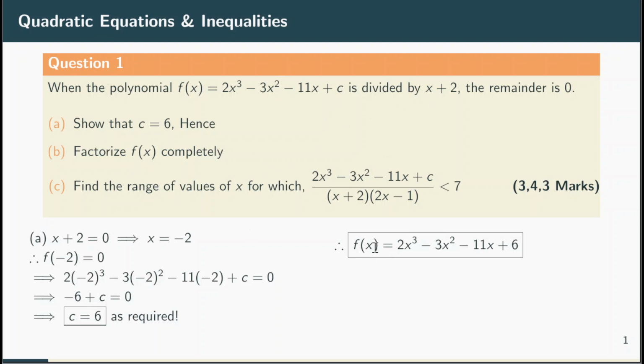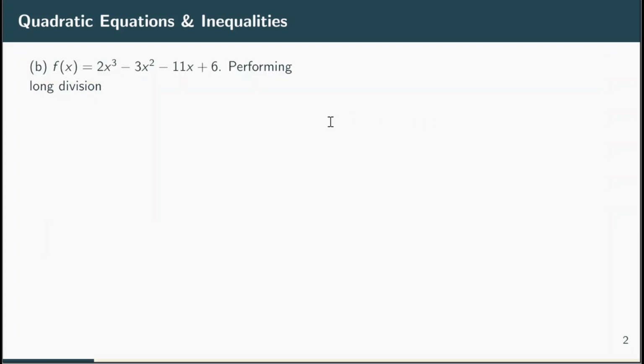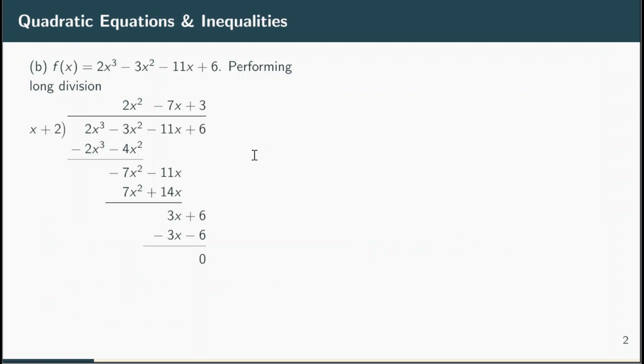So the first step I need to do is to perform long division by that factor, because x plus 2 is that factor. And performing long division, this is what I have. If you have a problem with doing this, you can just comment and I will see how I can help you out. When you perform long division, you have 2x squared minus 7x plus 3 as your quotient. You are dividing by x plus 2, of course, because that was the factor, and your remainder should be 0. So how can I write the function f of x? I can write f of x as a product of the divisor and the quotient. So f of x becomes x plus 2 into this quotient I just obtained.